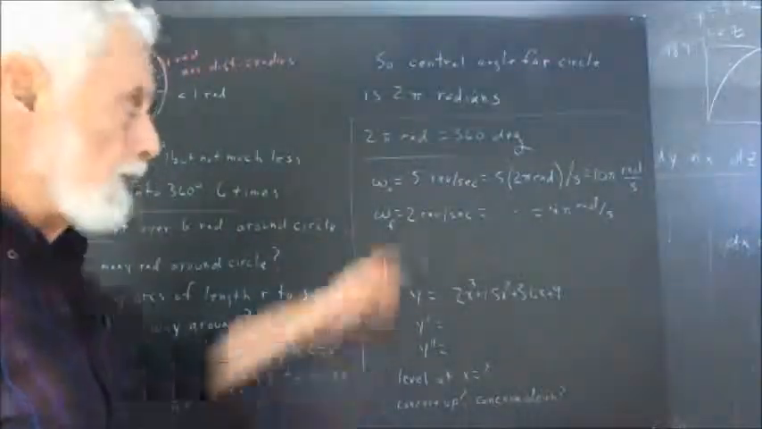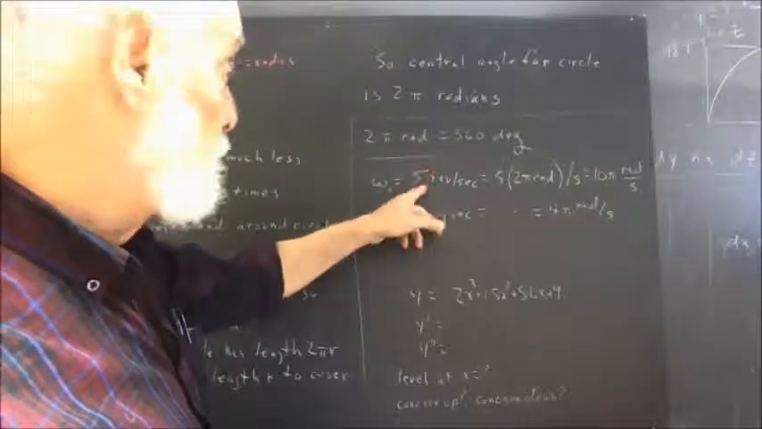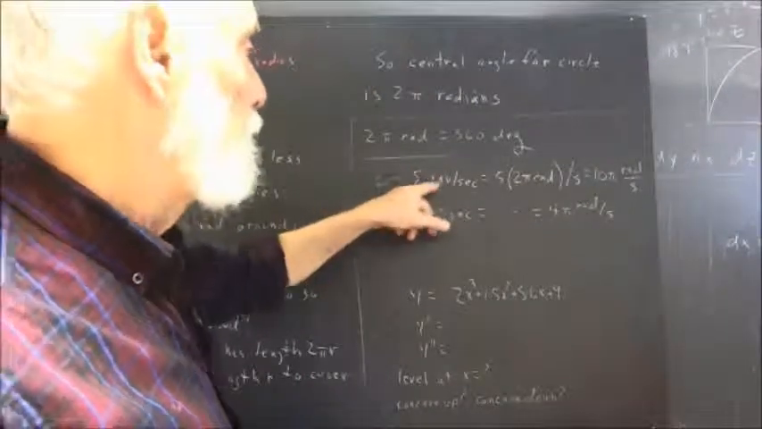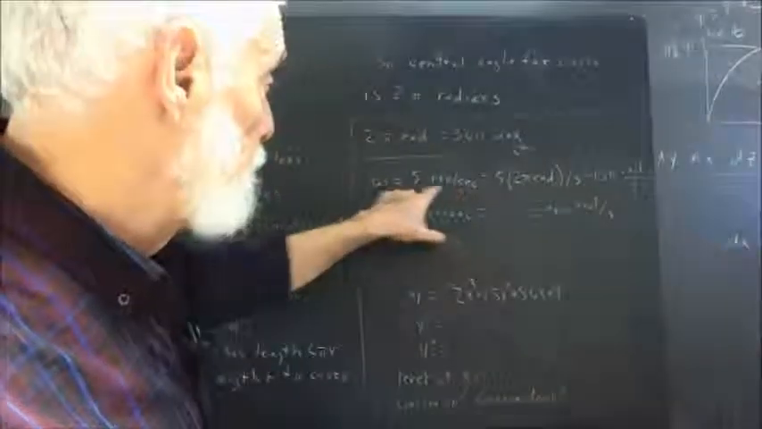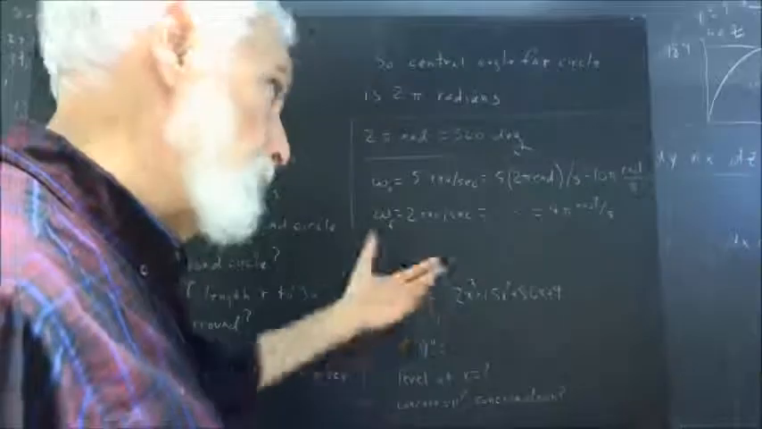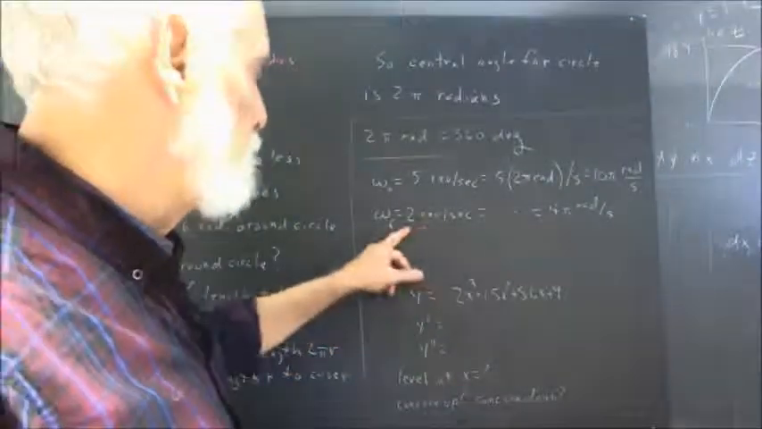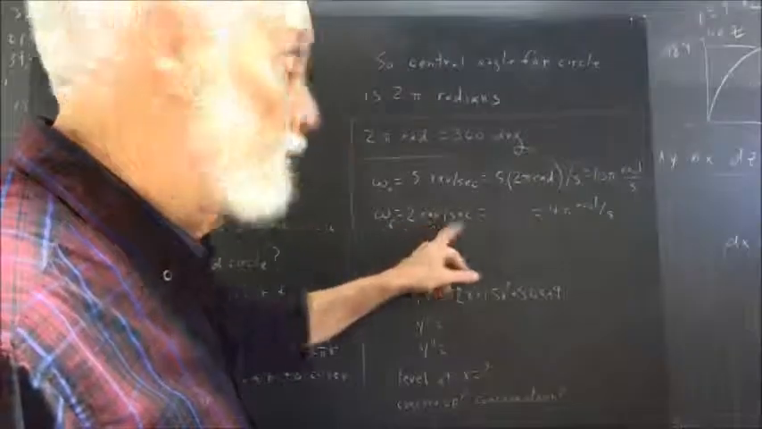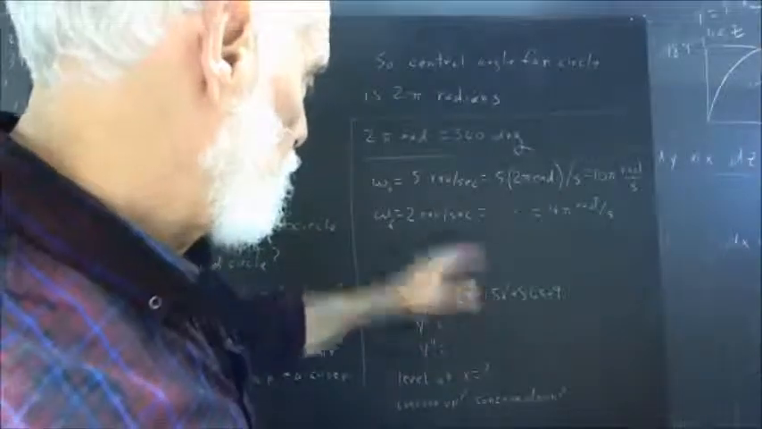And of course, now a revolution is also 360 degrees, right? So 360 degrees instead of 5 revolutions per second is 5 times 360 degrees per second. That's 1800 degrees per second. I mentioned that earlier. And 2 revolutions per second would be 2 times 360 degrees per second, which is 720 degrees per second.